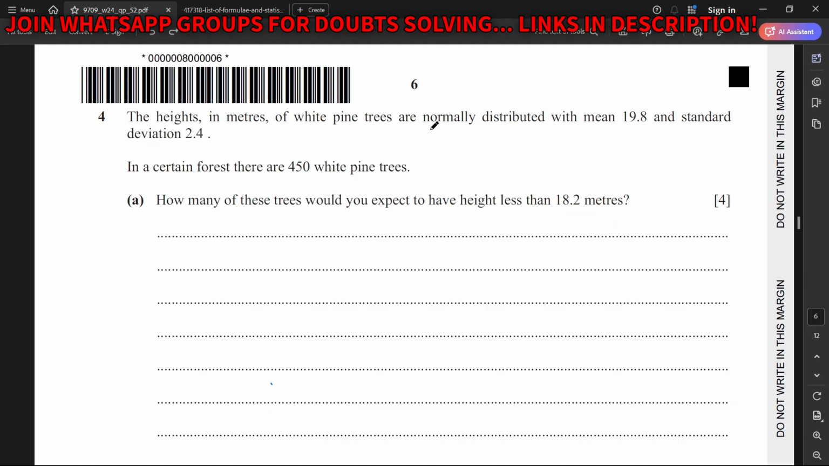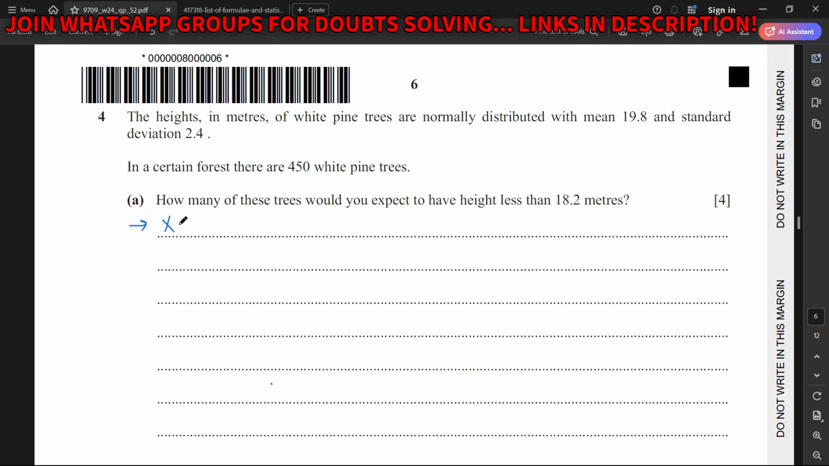So as you can see, the question is coming from the normal distribution. And to find the expected value, what I'll do is I'll find the probability of the randomly selected white pine tree to have a height less than 18.2 meters. Based on that probability, I'll multiply that with the 450 value to get the expected value. It is n into p. And therefore the value of n is 450, and the value of the probability for this randomly selected white pine tree to have a height less than 18.2 meters, I'll be getting it with the help of normal distribution.